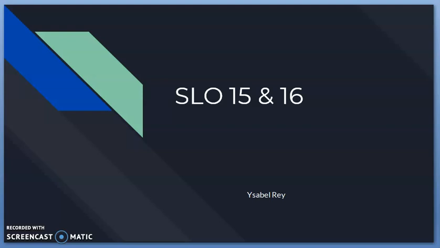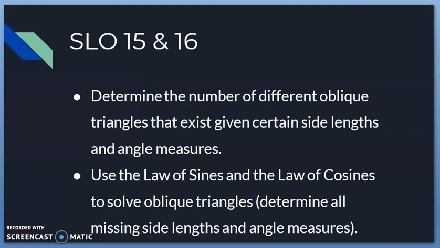Hello and welcome. This video is focusing on SLO 15 and 16. So we're going to determine the number of different oblique triangles that exist given certain side lengths and angle measures. And we're also going to use the law of sines and the law of cosines to solve oblique triangles, where we will determine all missing side lengths and angle measures.